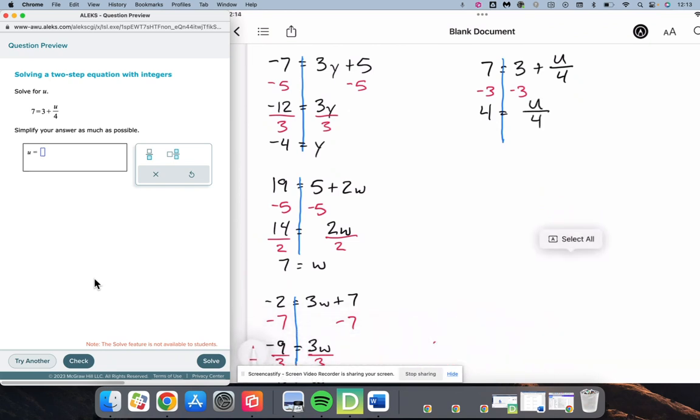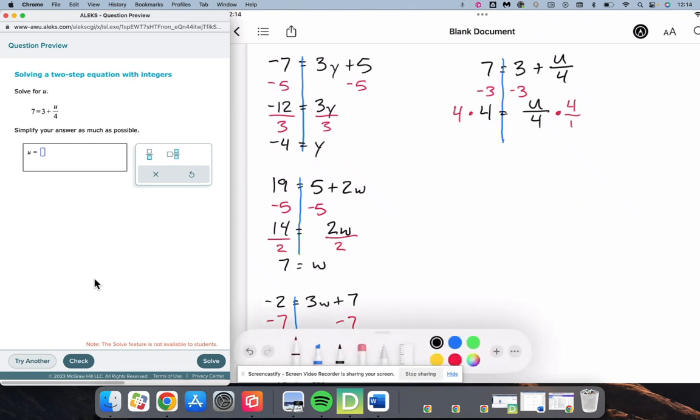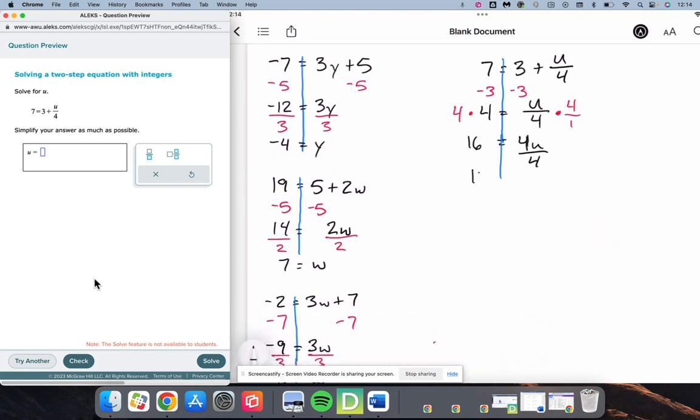We see that we're dividing by 4, so we need to multiply by 4 on both sides. That gives me 16 is equal to 4u over 4. And I can see that 4 divided by 4 is going to make 1. So 16 is equal to 1u, or just u.